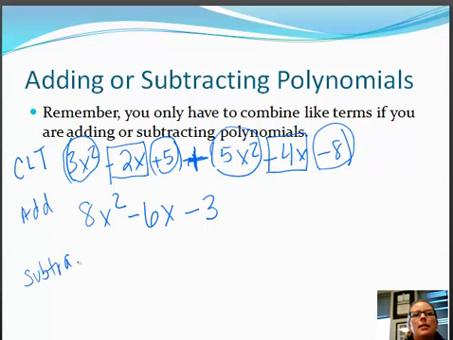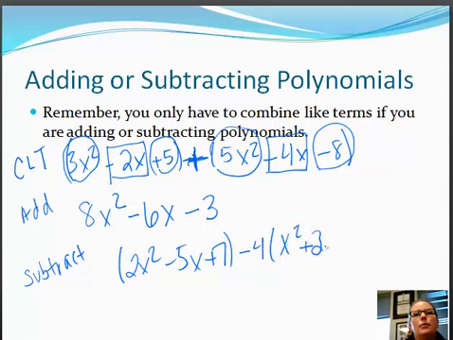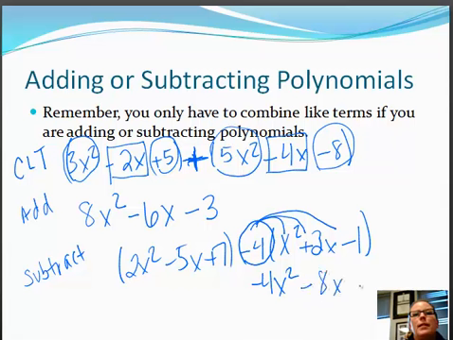So if we subtract a polynomial, say we had 2x squared minus 5x plus 7, in parentheses, minus 4x squared plus 2x minus 1, just to say. So since we're subtracting, we must first distribute this negative to each term in the second polynomial. So negative 4 times x squared is negative 4x squared. Negative 4 times 2x would be negative 8x. Negative 4 times negative 1 would be plus 4. Now because we distributed, the parentheses are now gone. We've already dealt with them.